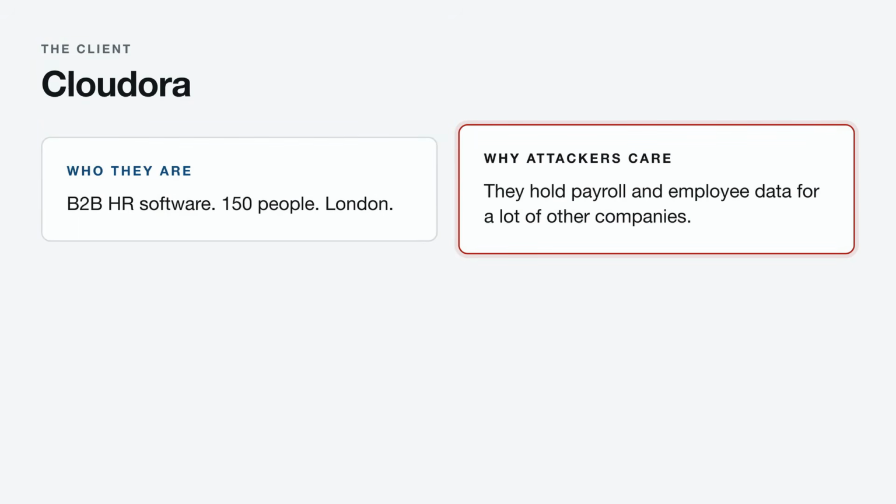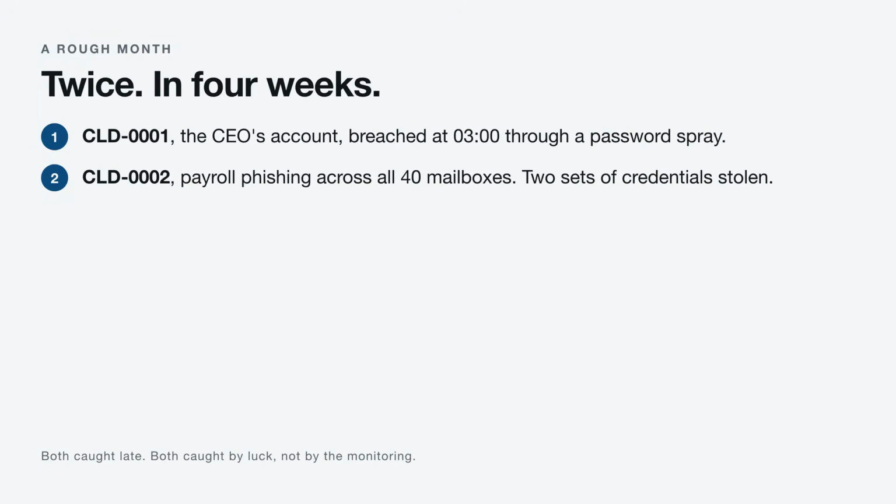The company is Cloudora. They build HR software business to business, about 150 people, headquartered in London. And they hold payroll and employee data for a lot of other companies, which is exactly why attackers care about them. And Cloudora has had a rough month.